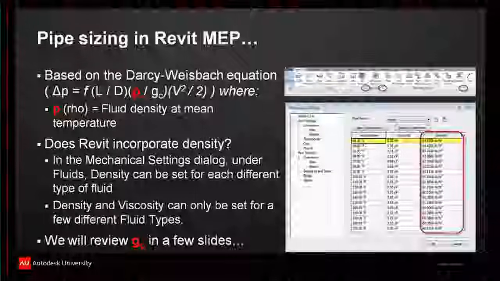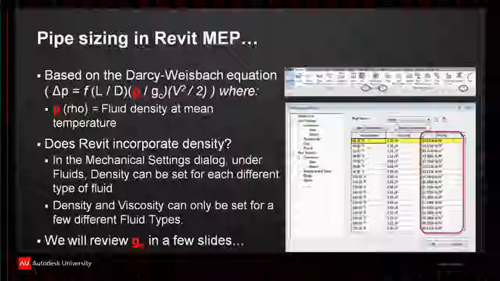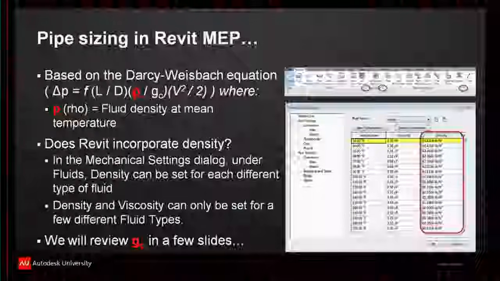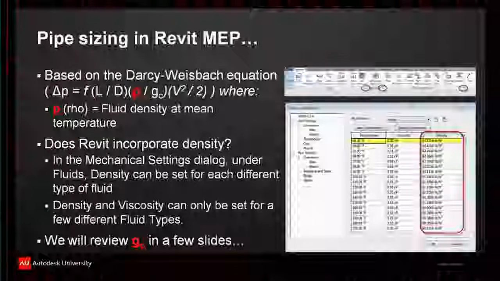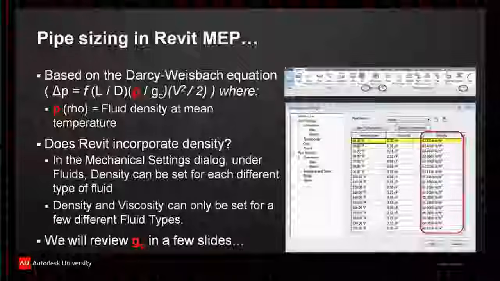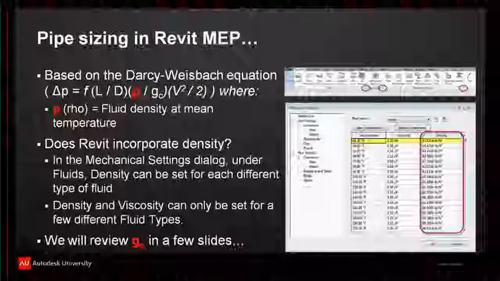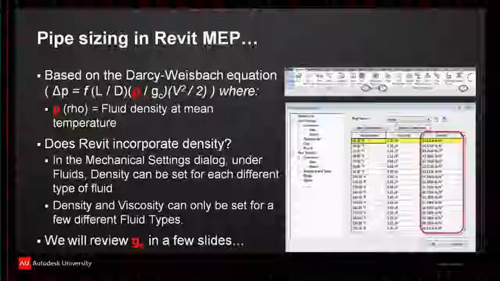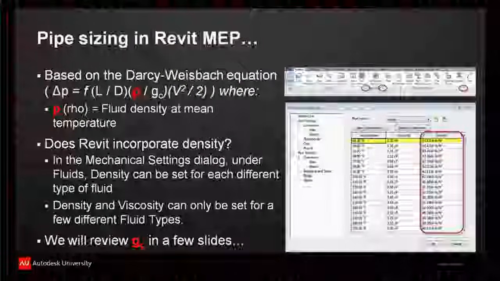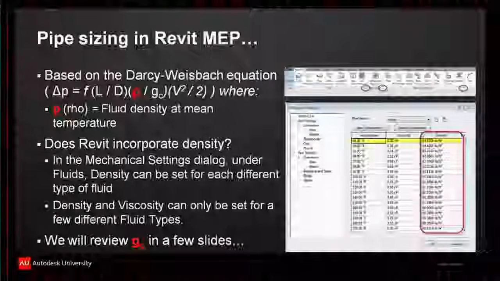All right, so let's talk about rho. Rho basically boils down to the density of the fluid in the pipe. So does Revit MEP incorporate rho? Yes, it does, because within the mechanical settings, again, you can actually set your fluid type. So water, ethylene, propylene glycol inside that water system, you can go through and set your density and viscosity of that pipe. So again, that's actually accounted for inside of Revit MEP.